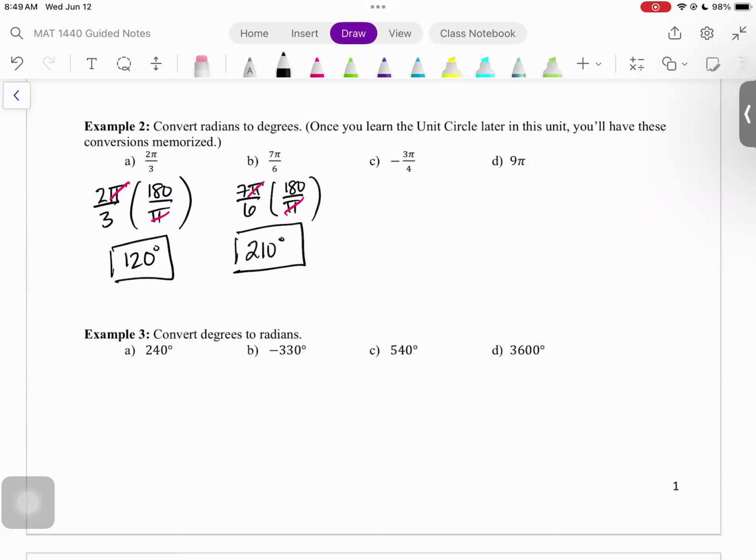Now I realize I'm not showing these calculations on our calculator. If you haven't already started doing so, pause the video after we've set it up and make sure that you're comfortable typing these expressions into your calculator and getting that simplified answer. Negative 3 pi over 4 times 180 over pi.